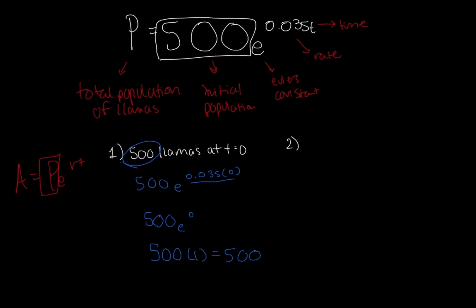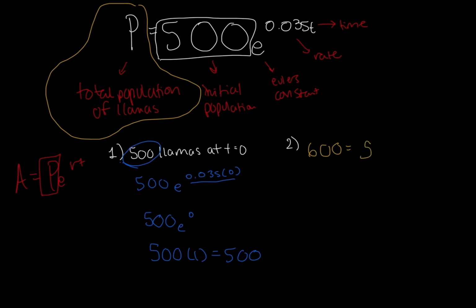Now, our second question is asking us to determine the number of years for the population to reach 600. Remember here, the P stands for the total population of llamas, so the value of P in this scenario is going to be 600. And it's going to be equal to the equation that we already have here, 500e to the 0.035t. In this case, we're solving for t. So our next step is to isolate t. But to do that, we need to divide by 500 on both sides first, because that way we can leave e, or Euler's constant, and t on their own.